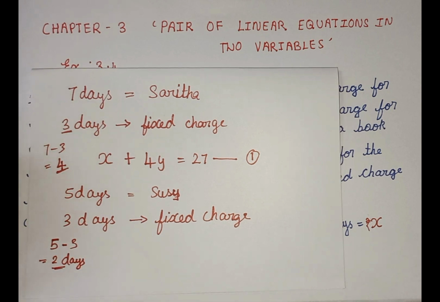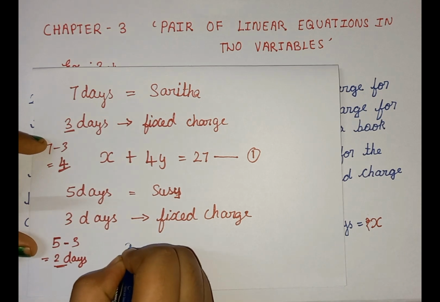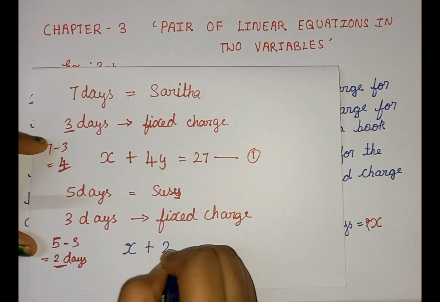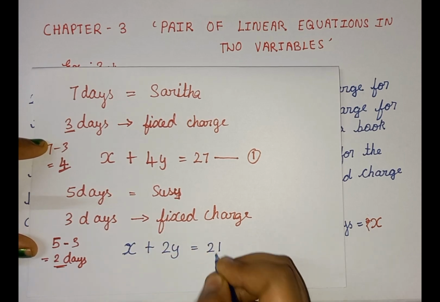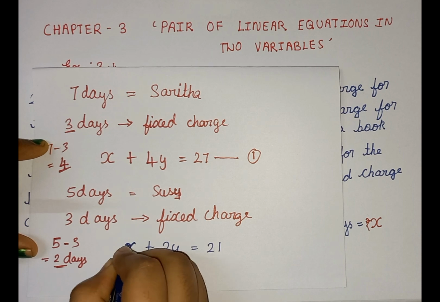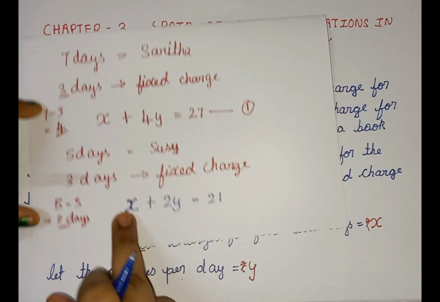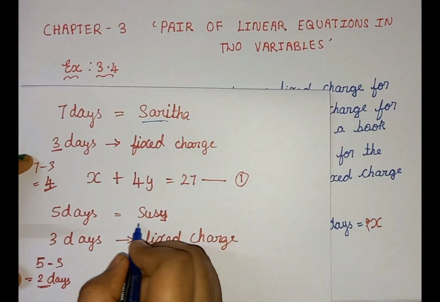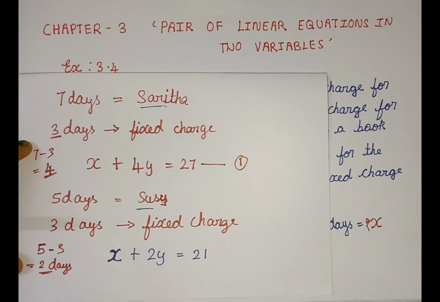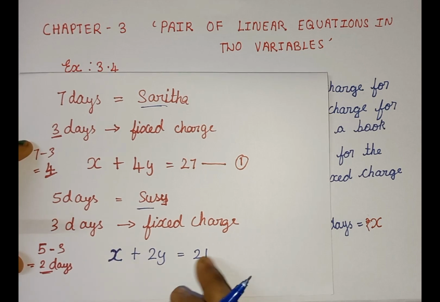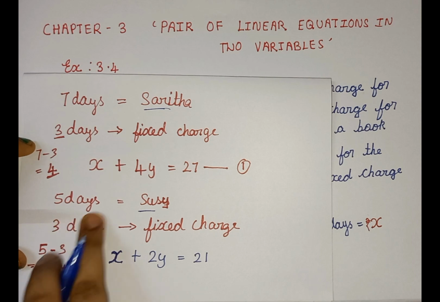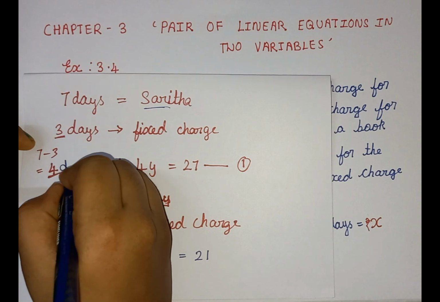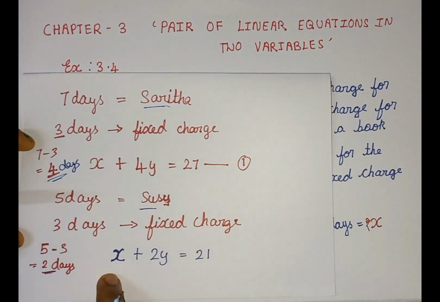Then I can write x plus 2y is equal to 21. Why am I not writing a number for x? Because x is representing the fixed charge, isn't it? Both Sarita and Susie already paid the fixed charge. That's why I am not writing any number. They just kept the book for extra days. For an extra 2 days Susie has kept it, and for an extra 4 days Sarita has kept the book, isn't it?